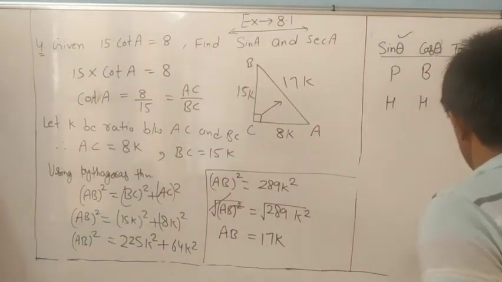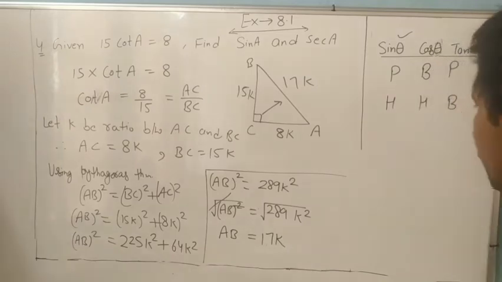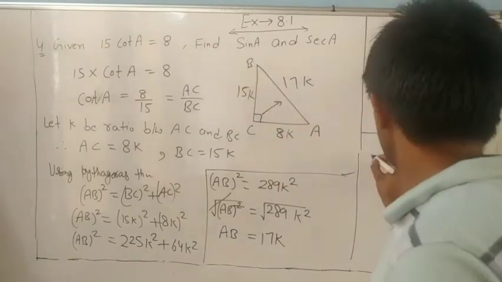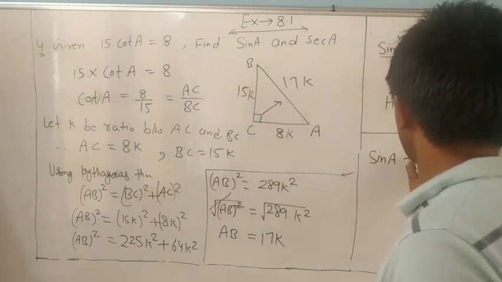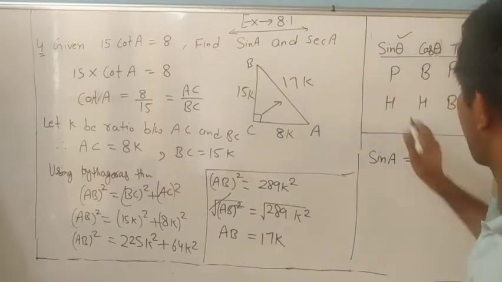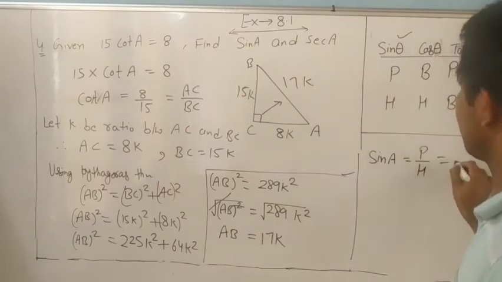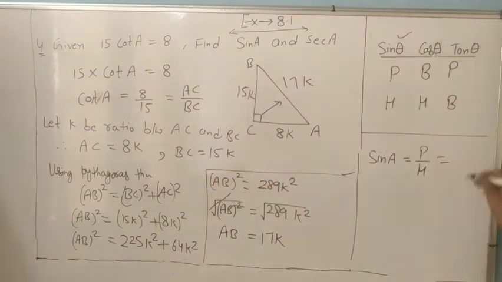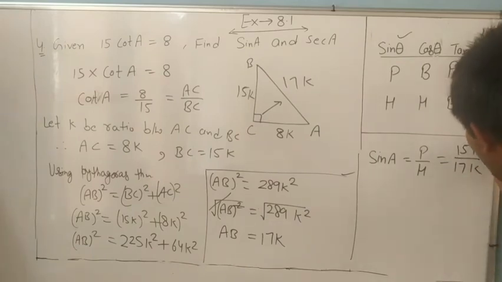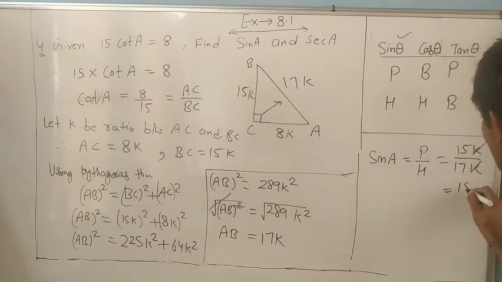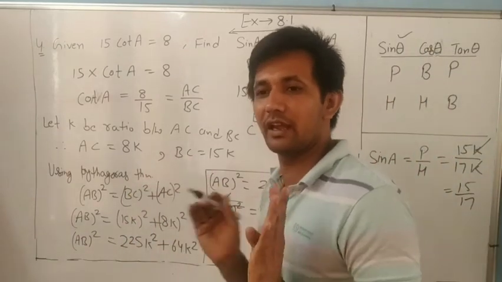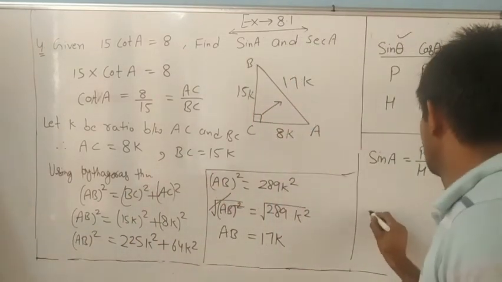Now I am writing here. Look at it. After it, what do we want to find? We want to find sine A. Everyone knows what sine A is? Sine is perpendicular divided by hypotenuse. What is perpendicular? BC, 15k divided by 17k. Look at it, again k cancels k. Again the answer comes the same, 15 by 17. Automatically in the last k will be cancelled.